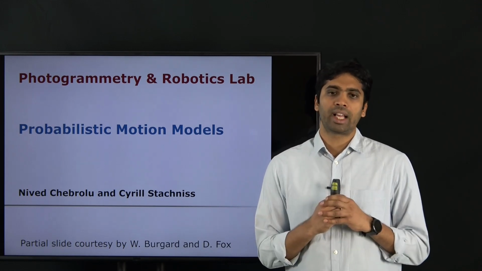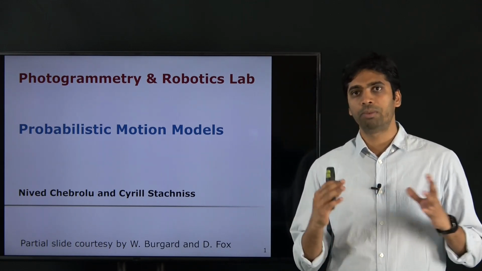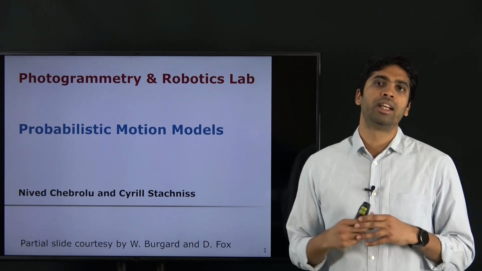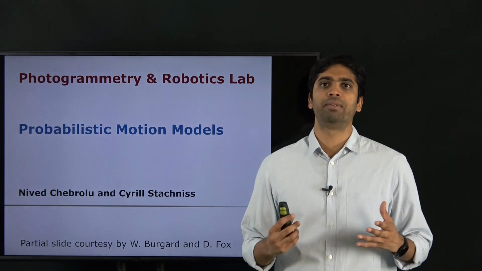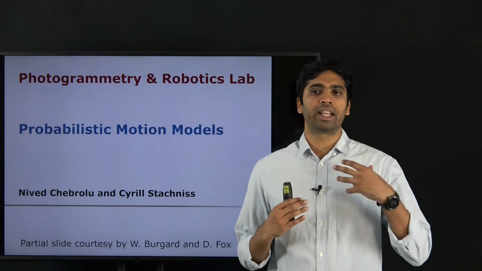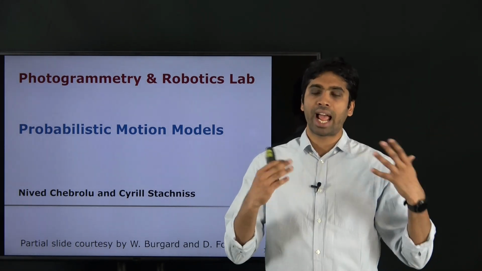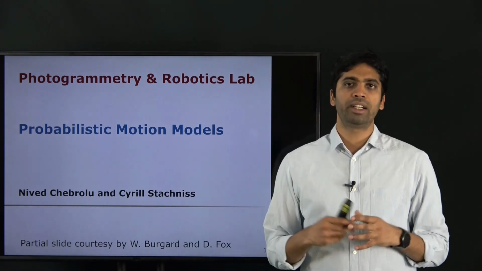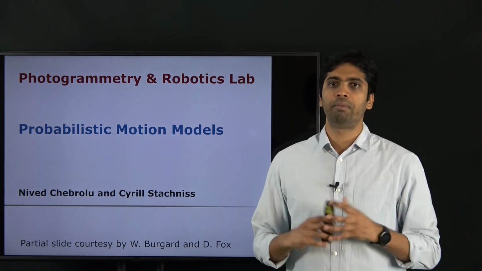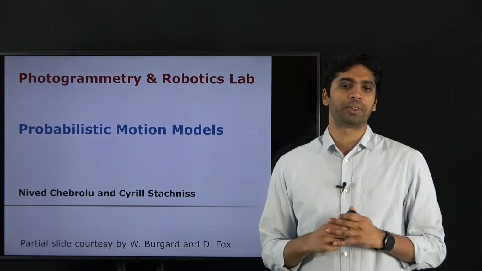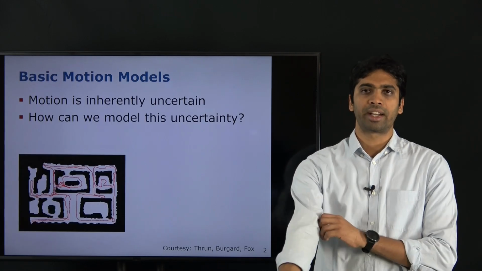Then what we'll also look at is how these motion models, the so-called motion models, can then be used for state estimation problems. Since now we can both model the movement and the uncertainty in the movement, we'll see how this fits into our Bayesian framework for state estimation. Okay, so let's get started.